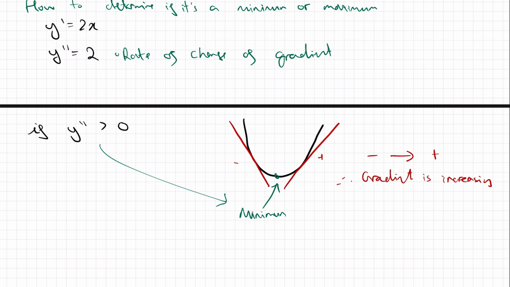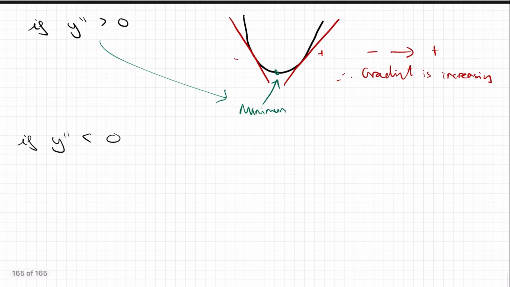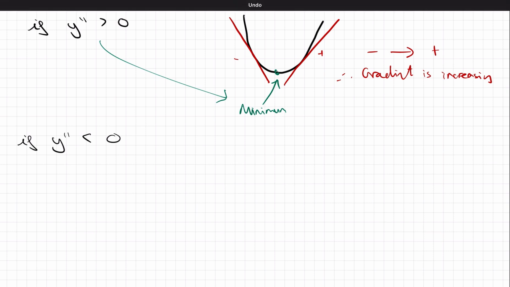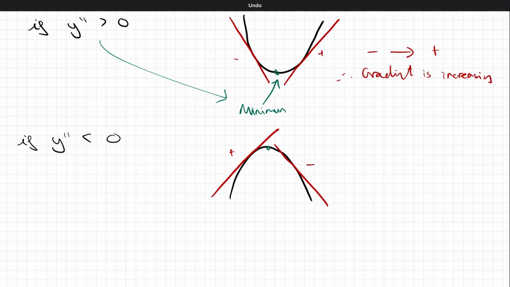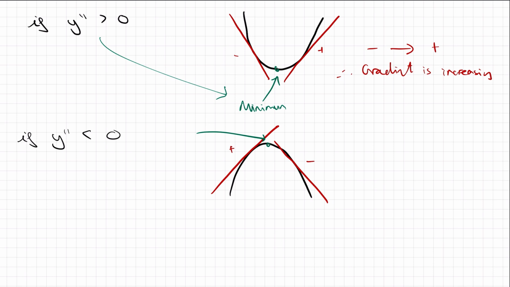Otherwise, we have the opposite scenario. So if the second derivative is less than 0, that means the gradient is decreasing. So it's going to look something like this, where the gradient is initially positive. Then after the stationary point, the gradient becomes negative, and at the stationary point, it's a maximum because it's gone up, reached a maximum value, now it's coming back down. So yeah, hopefully that makes sense.